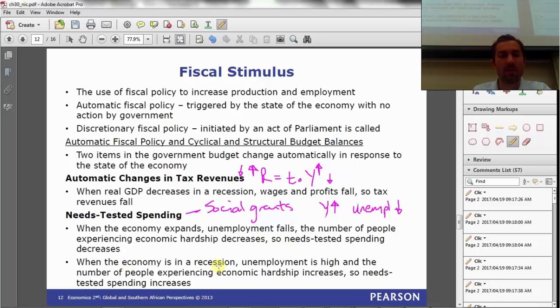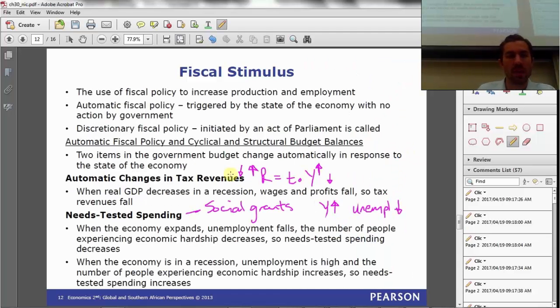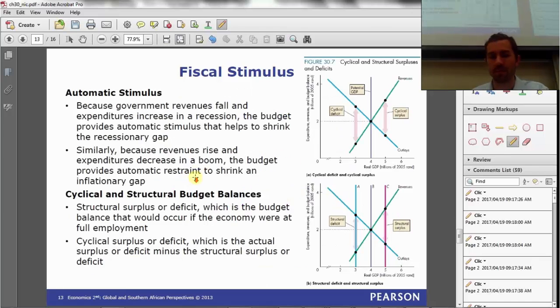Alternatively, when an economy is in a recession, unemployment is high and the number of people experiencing economic hardship increases, so needs-tested spending increases. Okay? So what that means is we can plot tax revenues and spending. Spending we normally just call G, and tax revenue we can call T. Okay. So our revenues, government spending, and our taxes, T. Taxes, expenditure versus real GDP, right?